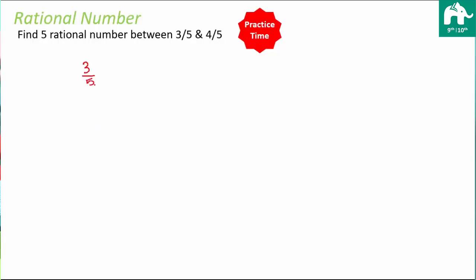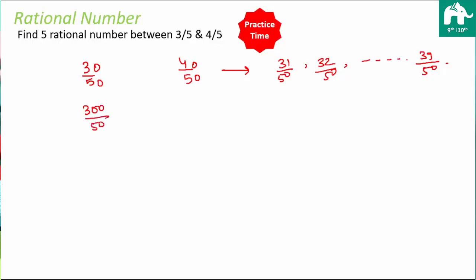So here you have 3 by 5 and 4 by 5. In the first option you can multiply both the numerator and denominator by 10. So it becomes 30 by 50, and this becomes 40 by 50. Therefore the numbers in between are 31 by 50, 32 by 50, 33 by 50, and so on till 39 by 50. You can also multiply it by 100. So it becomes 300 by 500, and this becomes 400 by 500. So overall it becomes 301 by 500, 302 by 500. So these are the numbers in between.